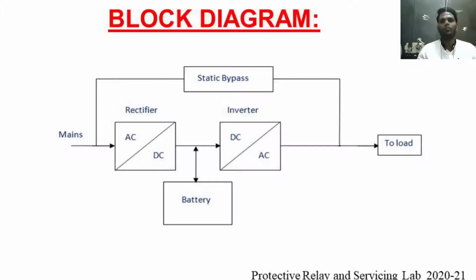If power goes off, if the mains fails, then what happens? Then my battery will come into action. The battery gives DC power to the inverter, where the inverter converts the DC power into AC power for the load. And one more thing is the static bypass for emergency conditions. If my rectifier and inverter fail to operate, at that point I should not interrupt my supply. So I give a static bypass to my load from the mains, bypassing the rectifier and inverter.